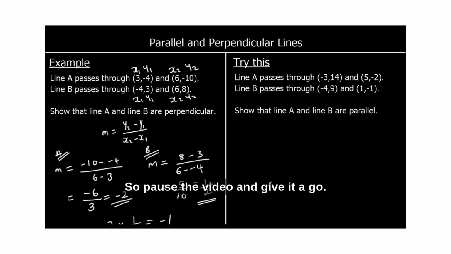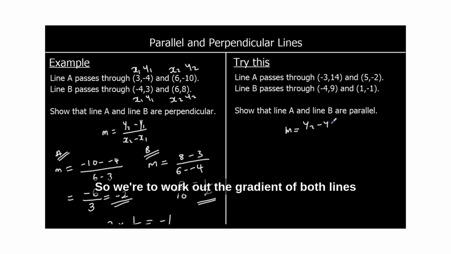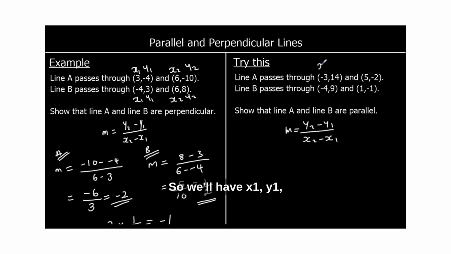Okay, one for you to try. So pause the video and give it a go. We've got line A passes through (-3, 14) and (5, -2). Line B passes through (-4, 9) and (1, -1). And we are showing they are parallel this time. So they will have the same gradients. So we're going to work out the gradient of both lines by doing the change in y over the change in x. So we'll have x1, y1, x2, y2 for both lines.